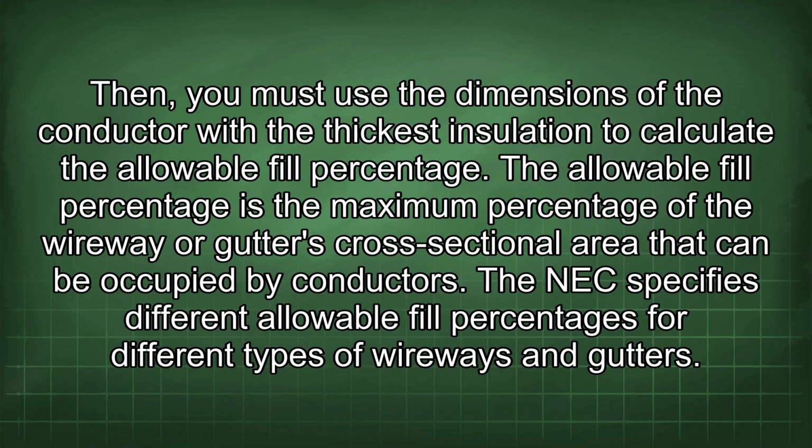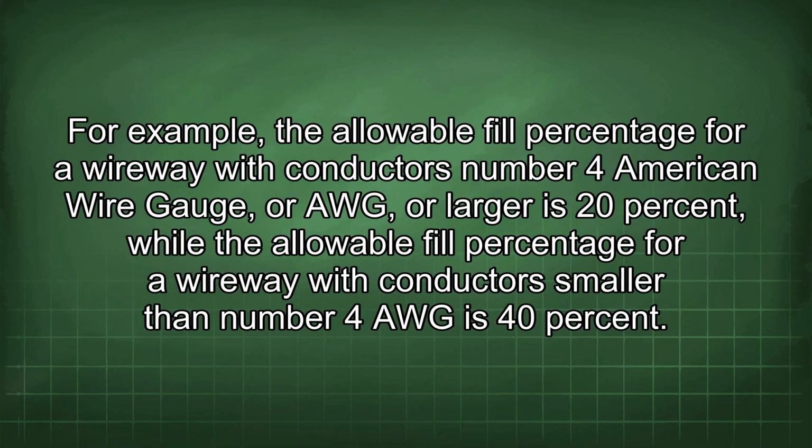The allowable fill percentage is the maximum percentage of the wireway or gutter's cross-sectional area that can be occupied by conductors. The NEC specifies different allowable fill percentages for different types of wireways and gutters. For example, the allowable fill percentage for a wireway with conductors number 4 American Wire Gauge, or AWG, or larger is 20%, while the allowable fill percentage for a wireway with conductors smaller than number 4 AWG is 40%.